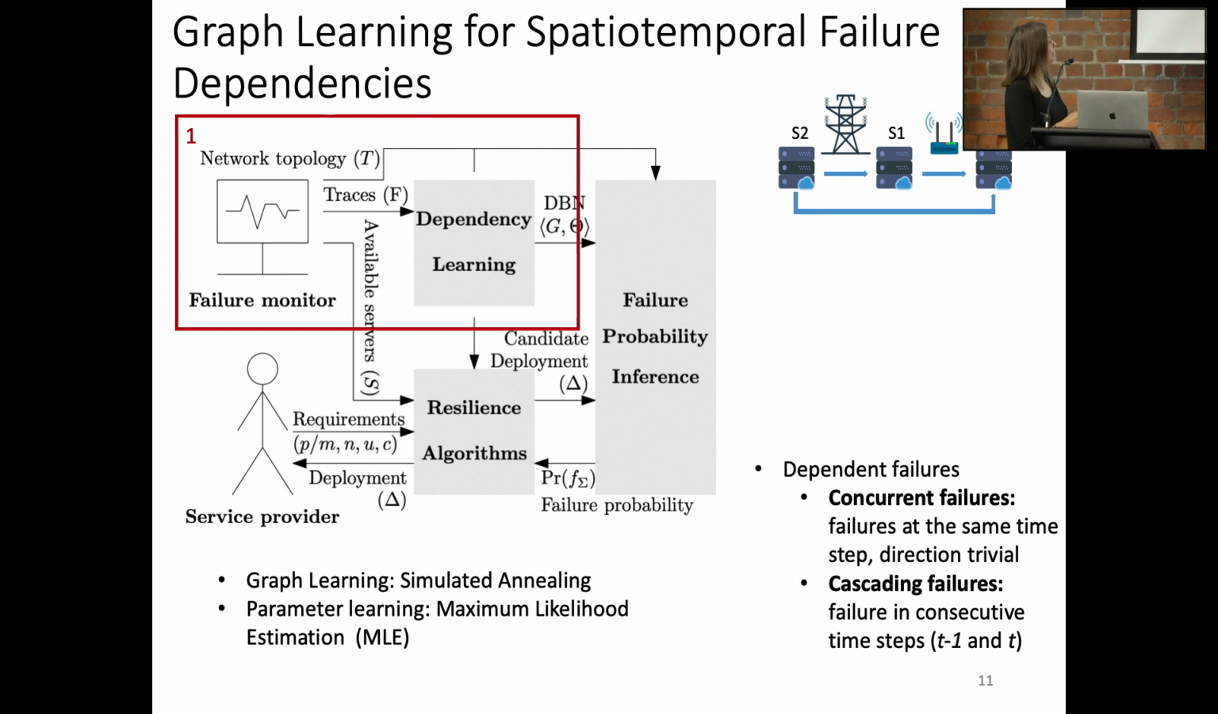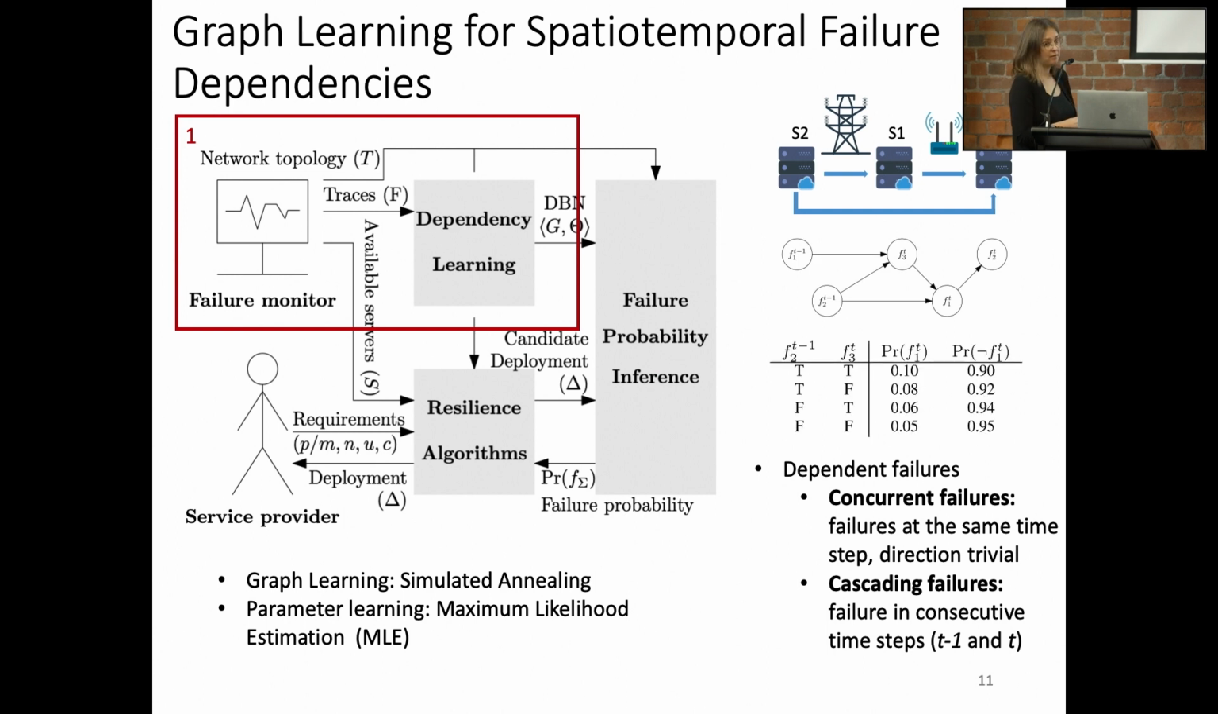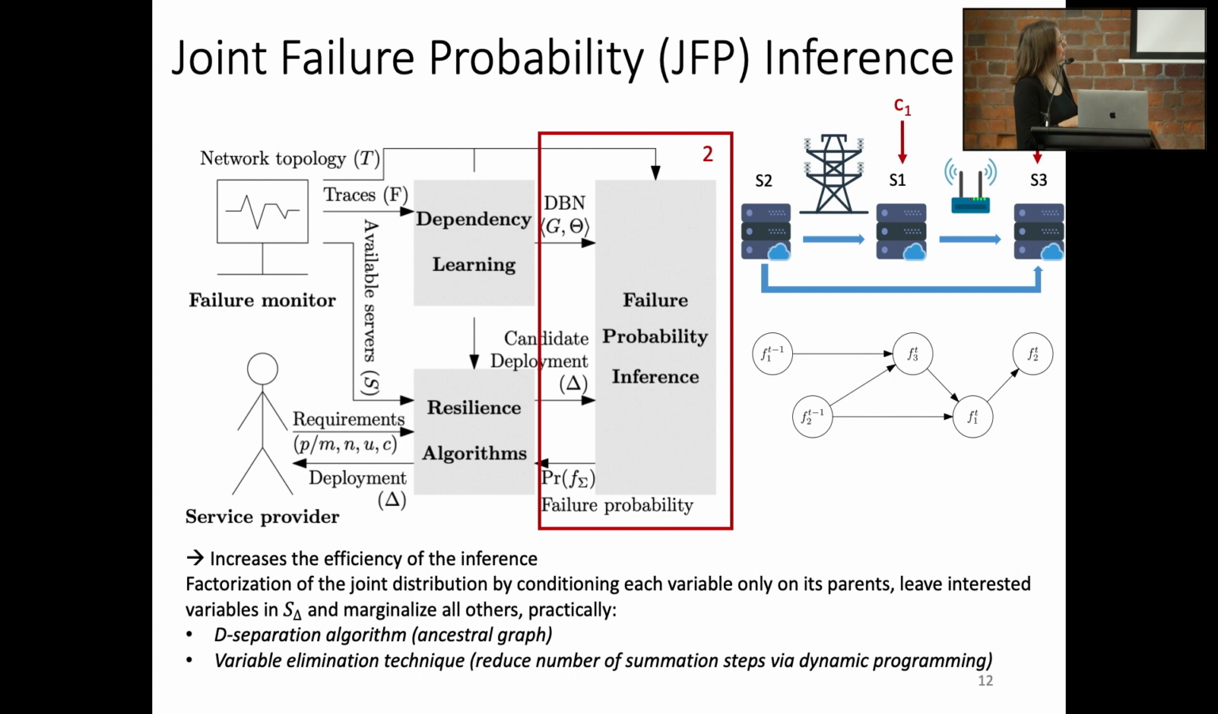So what we have here, you have as input the network topology and the log files of the system, no matter which type of system. Then you first learn the graph. So what we do here, we create such graphs in the first step. In the second step, we collect the evidence, so the conditional probability tables. And then in the next step, you can have your candidate deployment.